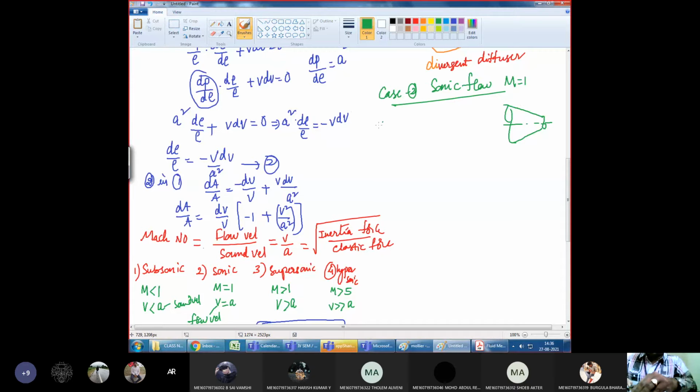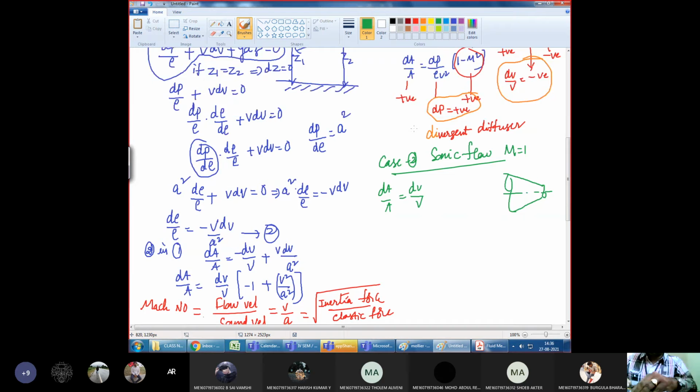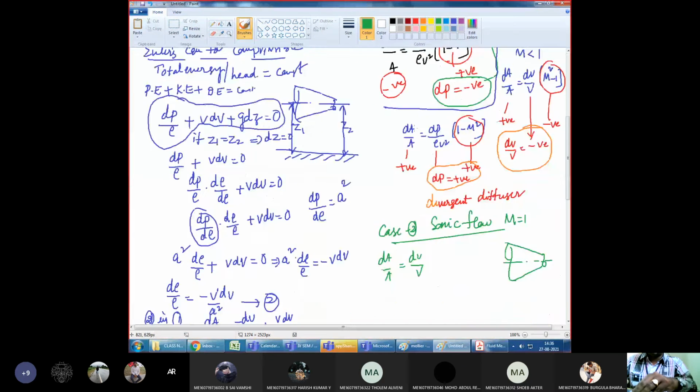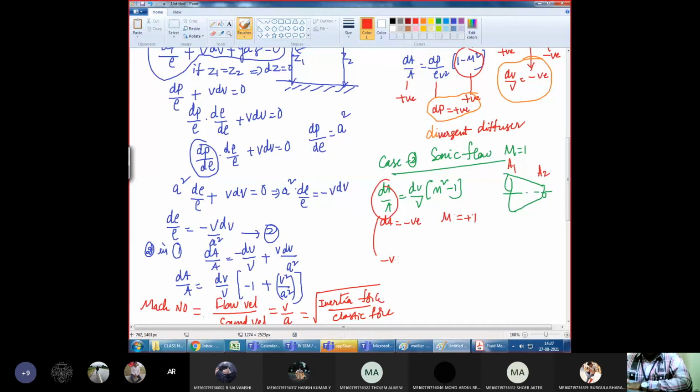Now, we know that dA by A is equal to dV by V into 1 minus M square. Sorry, M square minus 1. dA by A is equal to dV by V into M square minus 1. So this is A1, this is A2. As we know, dA is negative here. dA is negative, and M is equal to 1. Now if you substitute here, this value will be negative.